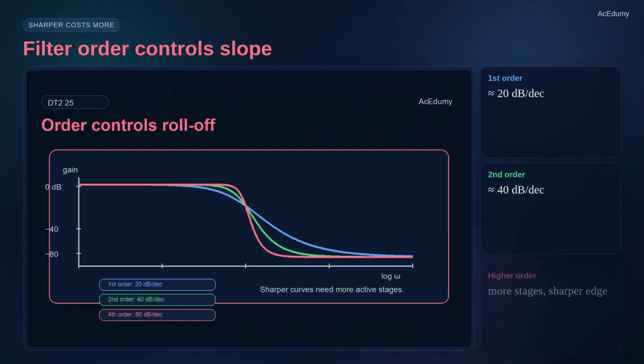Filter order controls how fast the curve falls after the edge. A first-order section rolls off at about 20 decibels per decade. A second-order section gives about 40 decibels per decade. Higher-order filters are sharper, but they need more stages and more careful component choices.